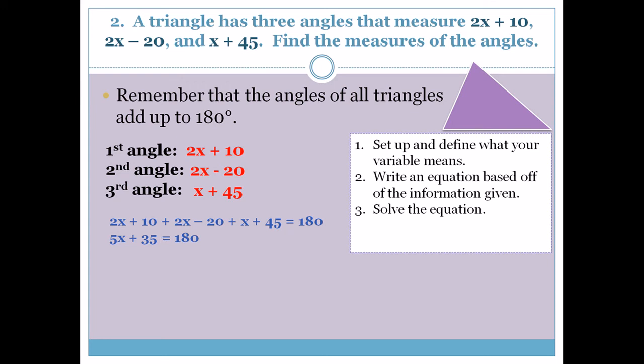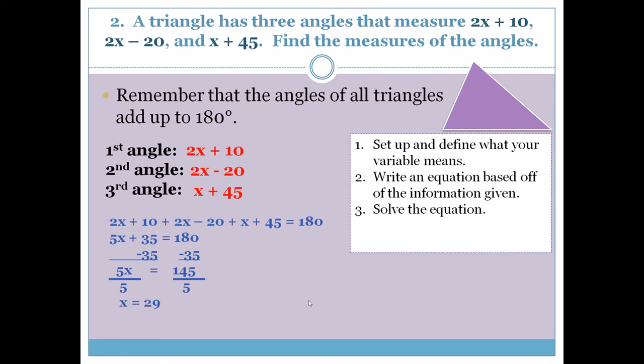So what do you want to get rid of first, the 5 times x or the plus 35? Of course, the plus 35. So we subtract 35 from both sides, and we have 5x equals 145. And now what? That's right, divide. The opposite of multiplying by 5 is divide. We divide by 5. 5 divided by 5 is 1x, and 145 divided by 5 is 29.